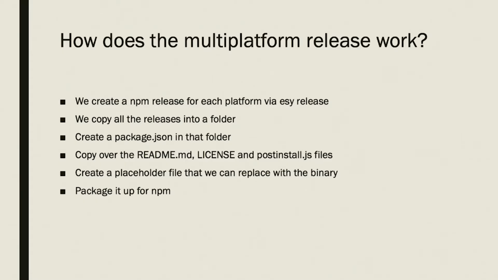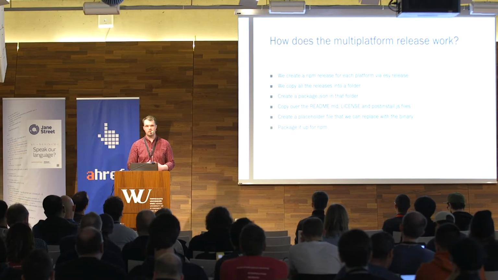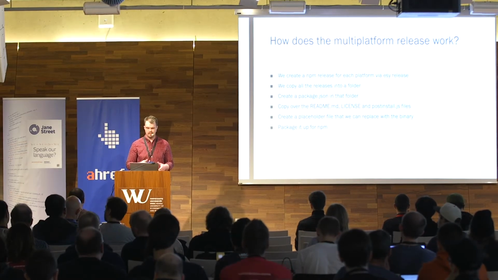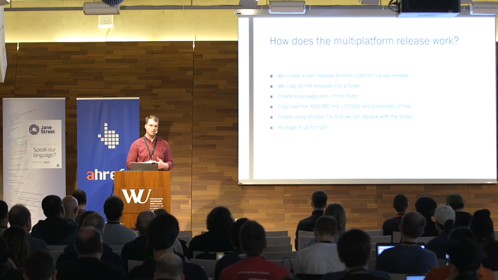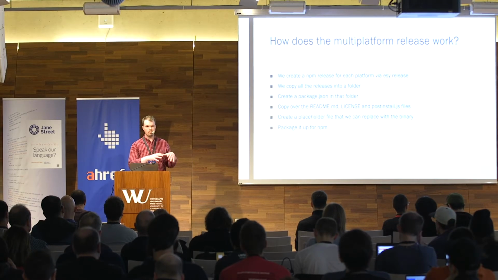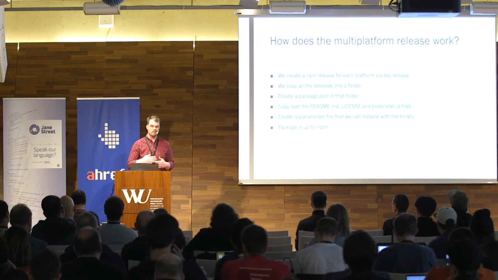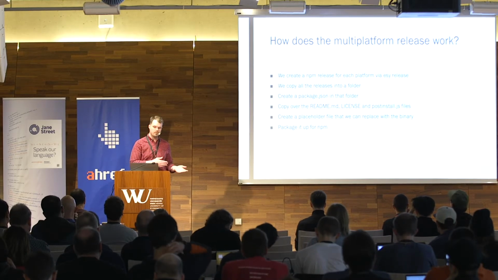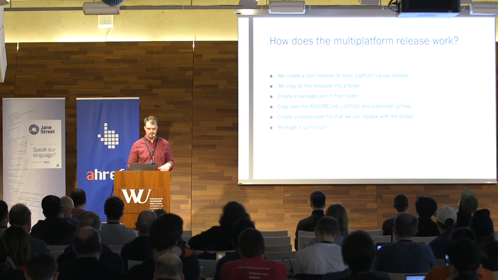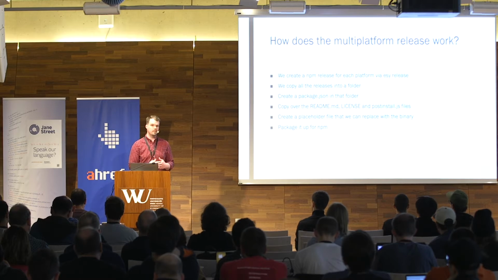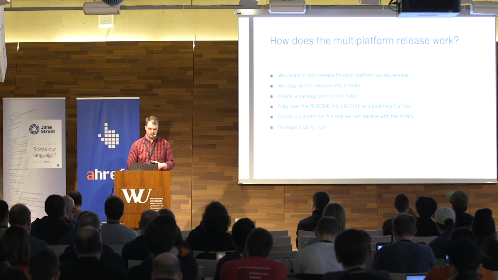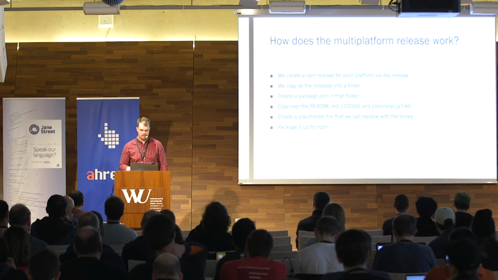So today I'm going to talk about doing multi-platform releases via Easy on NPM. The high-level overview of how it works is that we create an NPM release for all platforms via Easy release, and then we copy all of these into one folder for all the platforms. We create a package.json that we derive from your library's package.json. Then we copy over your README, your license, and the postinstall.js. We also create a placeholder that we can then replace with the correct platform binaries. And then we just pack it up for NPM and publish it.